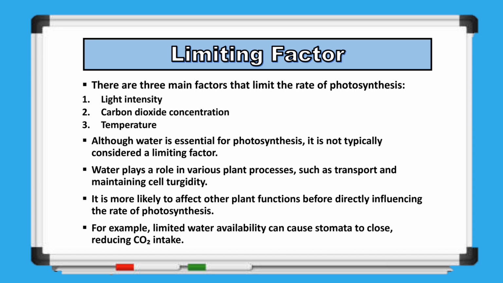Although water is clearly essential for photosynthesis, it is not commonly treated as a limiting factor. That is because when water becomes scarce, plants respond by closing their stomata to conserve moisture. But this action also reduces carbon dioxide intake, so it is the drop in carbon dioxide that directly slows down photosynthesis. Therefore, water affects the process indirectly, and carbon dioxide becomes the more immediate limiting factor.